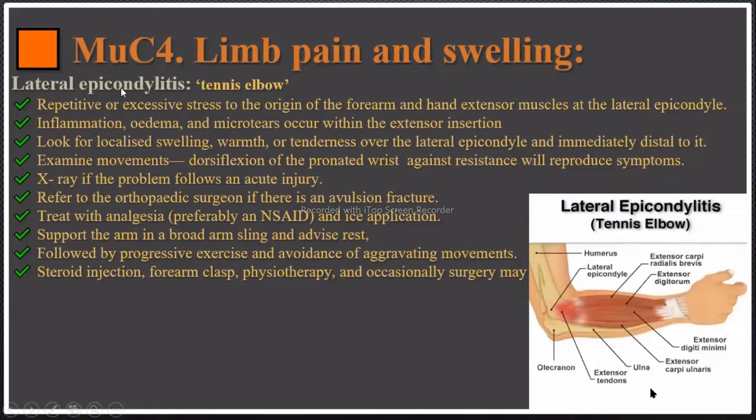So lateral epicondylitis, tennis elbow, repetitive, all same as mechanism. Repetitive or excessive stress to the origin of forearm and hand extensor muscles at the lateral epicondyle will cause inflammation, edema, micro tear within the extensor insertion. Look for localized swelling, warmth, tenderness over the lateral epicondyle and immediately distal to it.